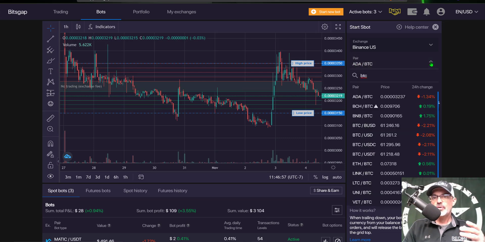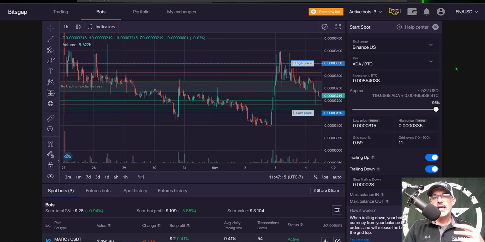Again, you can go from a drop down box and see which pairs are available on your exchange to trade. In this case, I am going to select ADA. Now, it's very important to point out, in order for this bot to actually be profitable, ADA is actually going to have to outperform BTC to actually begin capturing profit.